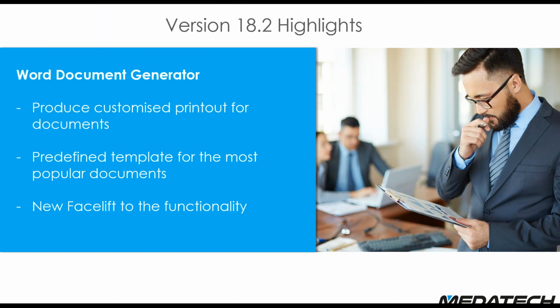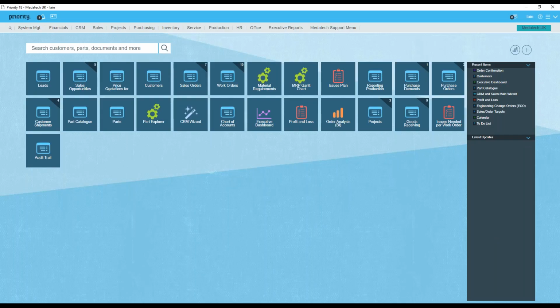On with the show. We're going to start by taking a look at the Word document generator. Priority, we're keen to make it easier for end users to create and modify documents produced from the system, such as quotes, invoices, etc. To facilitate this, it's now possible to create templates for Priority documents using the Word document generator. We're going to have a look at a live example, so I'll just switch to my live system, which is here. And for an example, I'm going to use order confirmation.